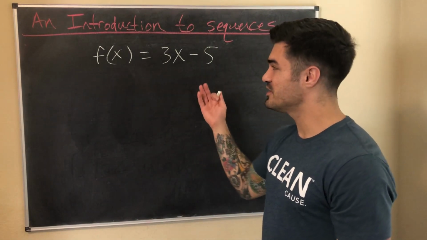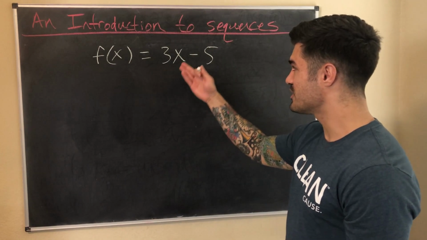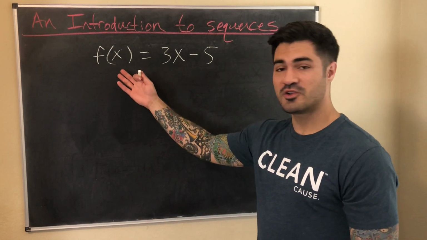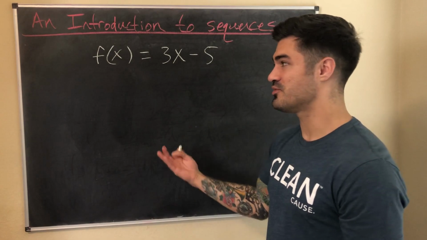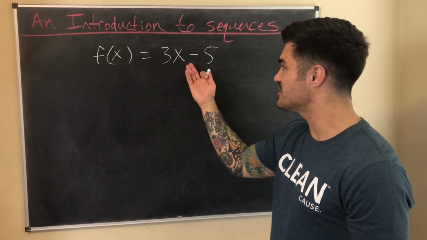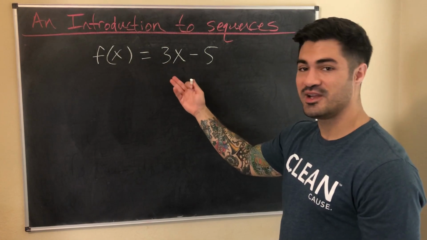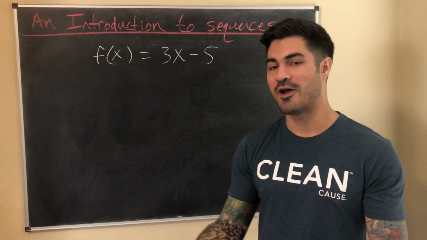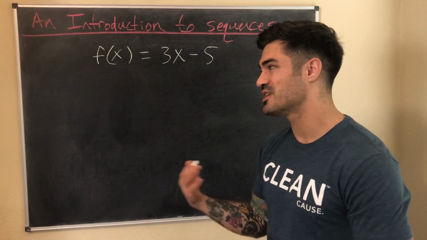So I can define a function in this way: f of x equals 3x minus 5. This function's domain is all the real numbers, so is its range. So we can plug any real number we want in, and what happens is this function takes that real number, multiplies it by 3, and then subtracts 5 and spits out an output, right? That's how functions work, inputs and outputs.